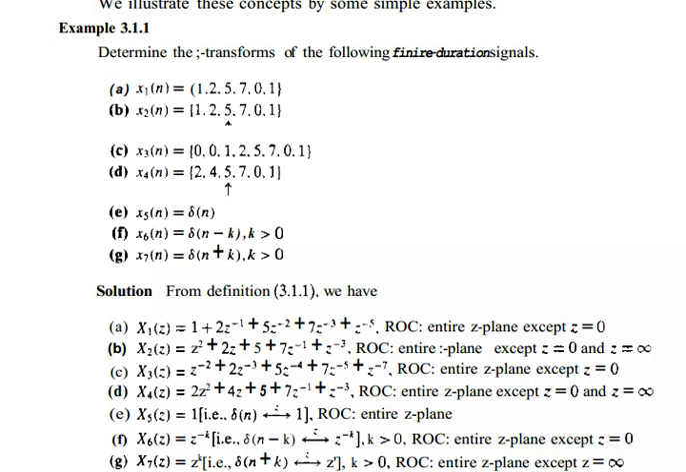The last one is x of n plus 1, an advanced signal, so its region of convergence excludes z equal to infinity. Okay, I hope you understand the concept of these regions.